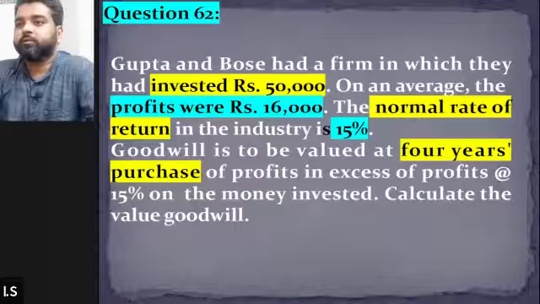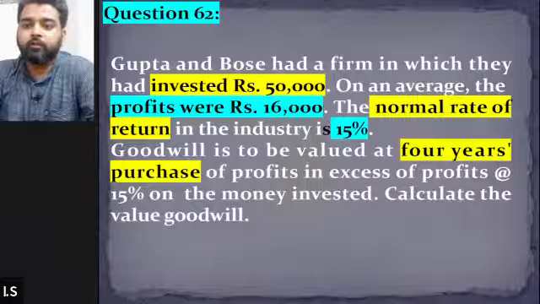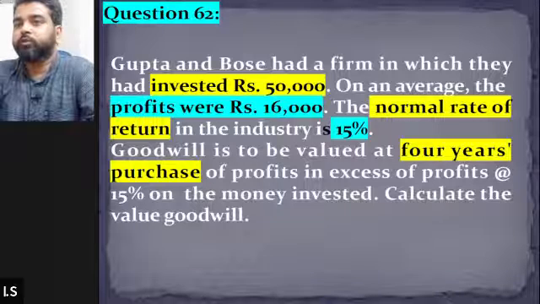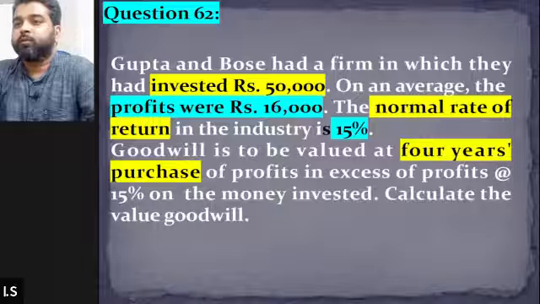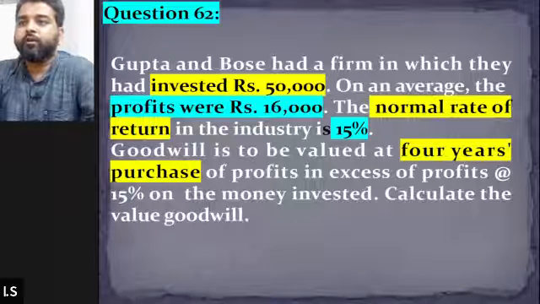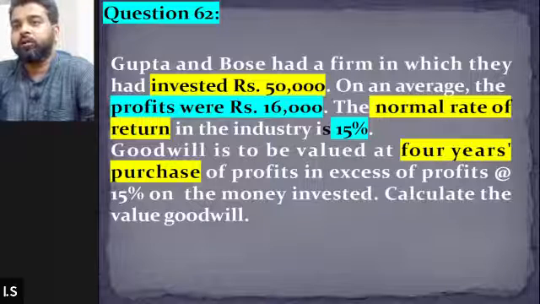Done, okay. So question number 62, and in this question there are two partners again, Gupta and Bose. They have invested 50,000. That means this is their capital employed. On an average, the profit was rupees 16,000. So this is the average profit of the firm. The normal rate of return in the industry is 15%. So this is our ROR.